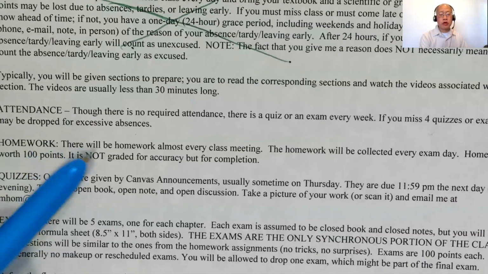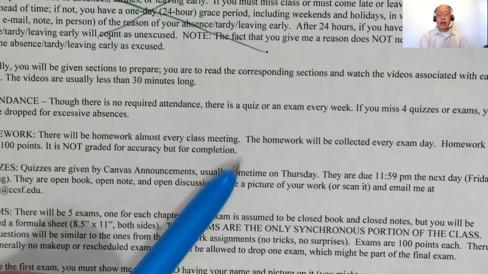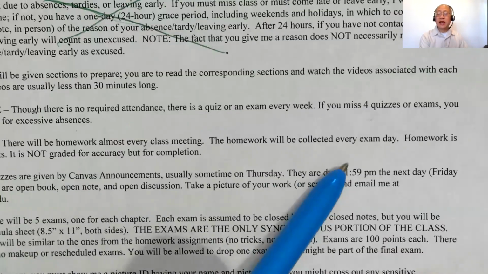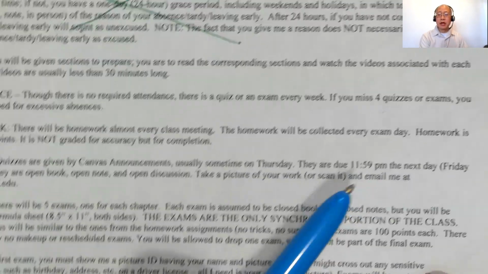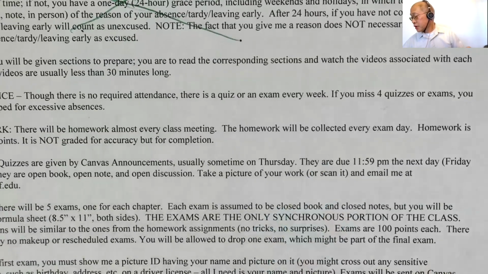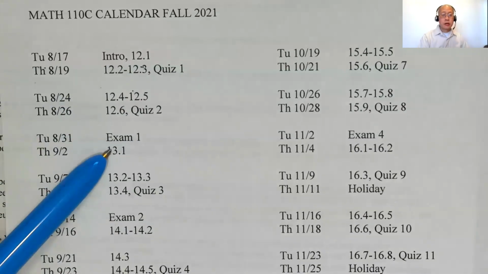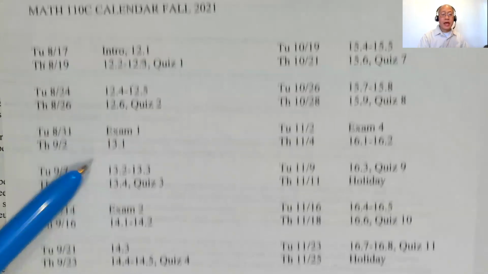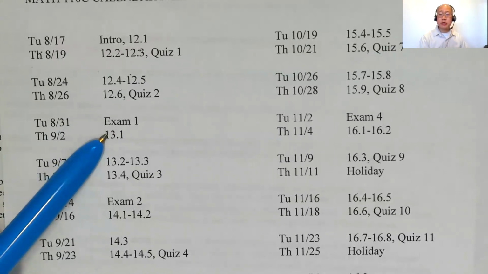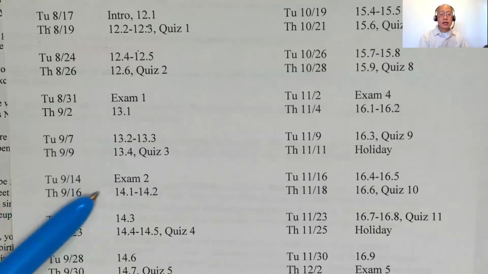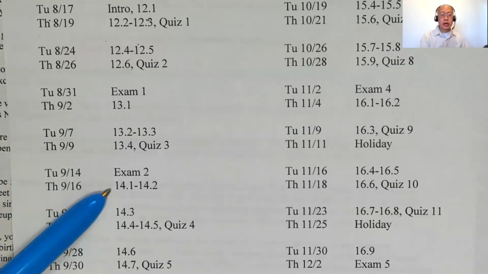All right, homework. There will be homework almost every class meeting, and the homework will be collected every exam day. So every time there's an exam, you turn in the homework. Okay, so if you look at the schedule, when do you turn in the first homework set? Tuesday, 8:31. And this is synchronous. This is the only time that you have to actually formally meet. Second homework set, Tuesday, 9:14.